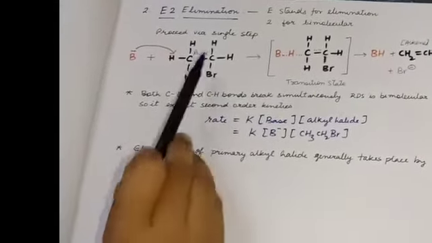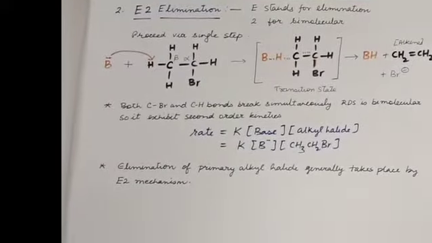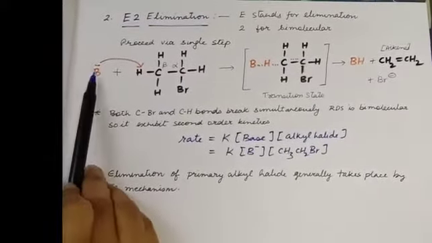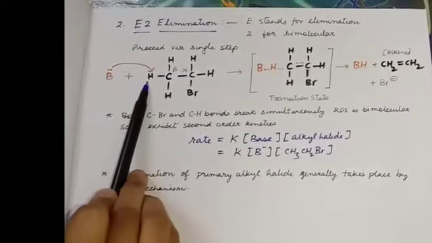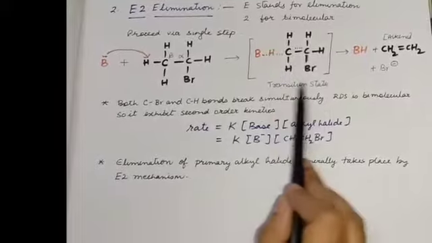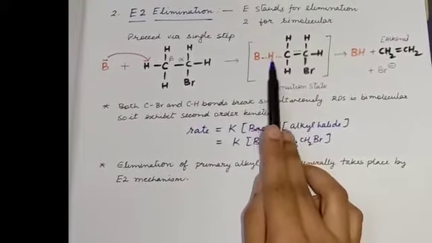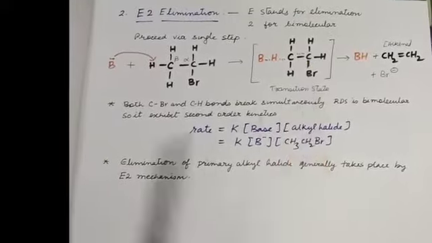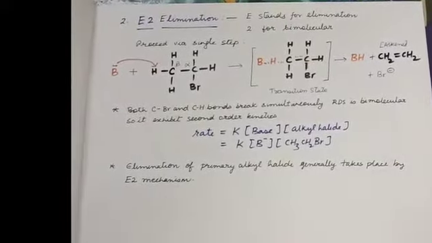So here what happens, the C-Br and C-H bonds break simultaneously. The base will abstract the beta hydrogen and simultaneously the Br will be departing. In the transition state it has partial single bonds and partial double bonds, resulting finally in the formation of an alkene with the removal of HBr.